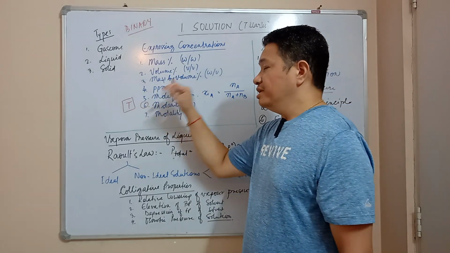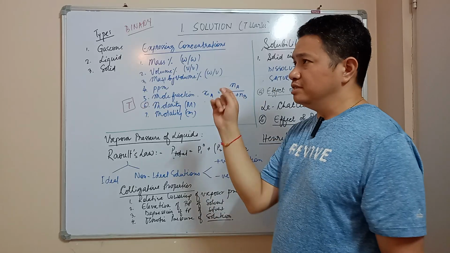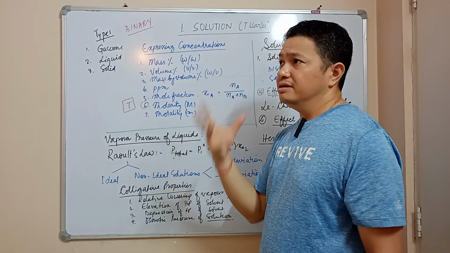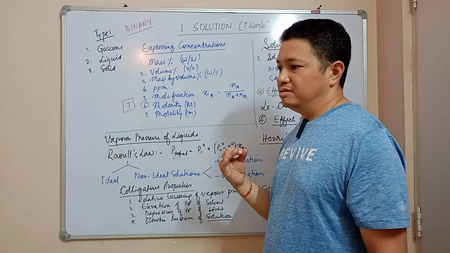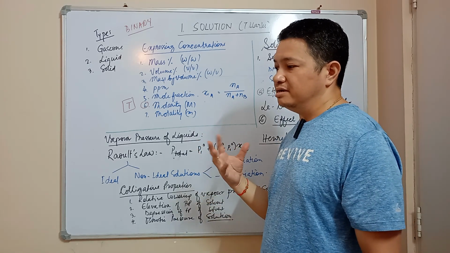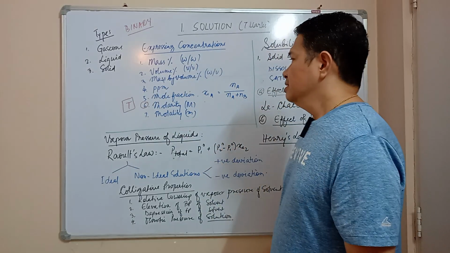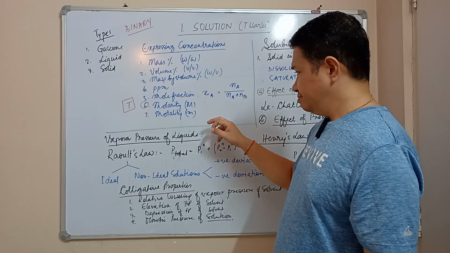Then, when the quantity of the solute present is a very trace amount, for example the presence of dust particles in the air, it is expressed in parts per million. Then mole fraction is a very important one.